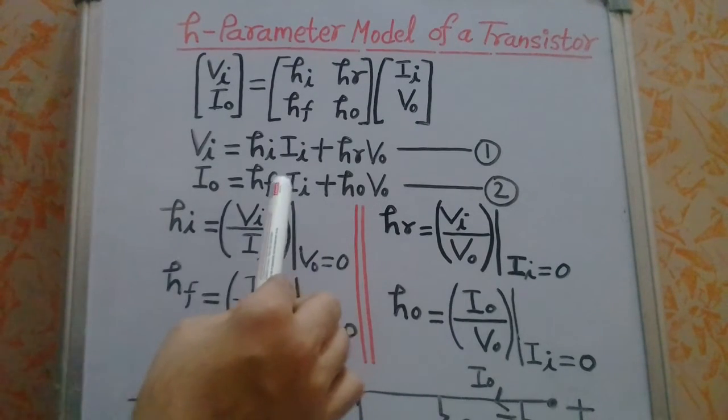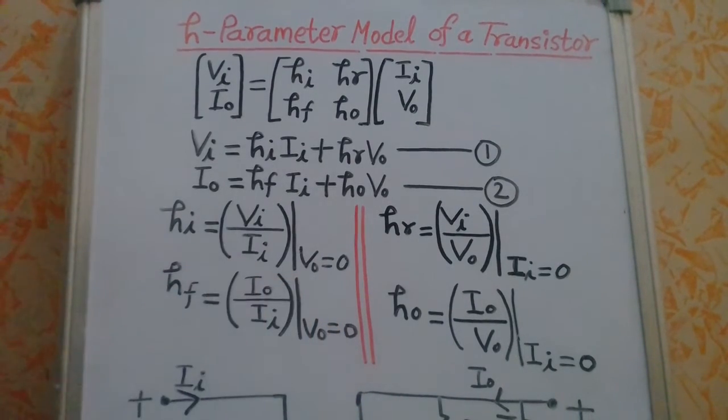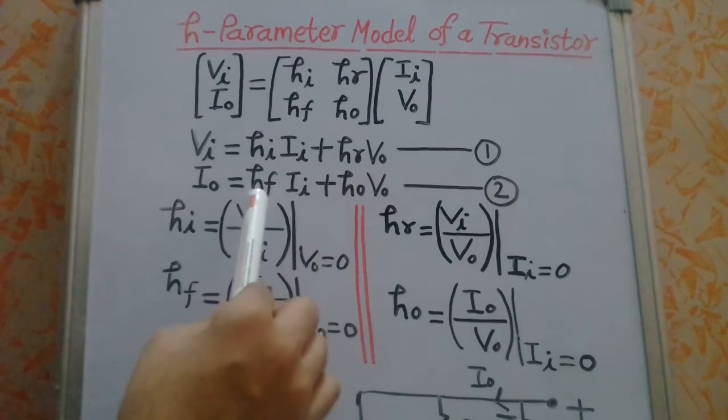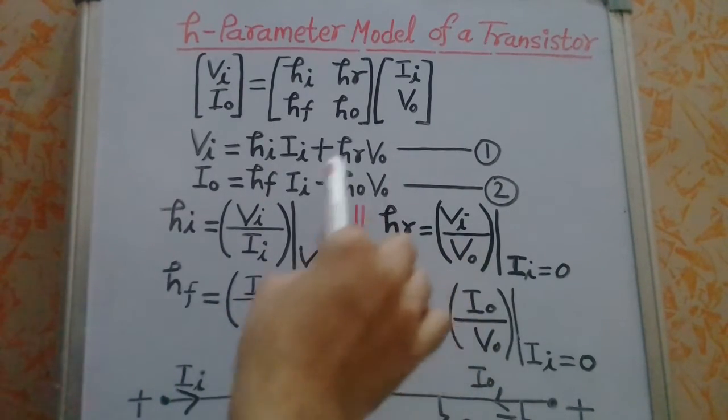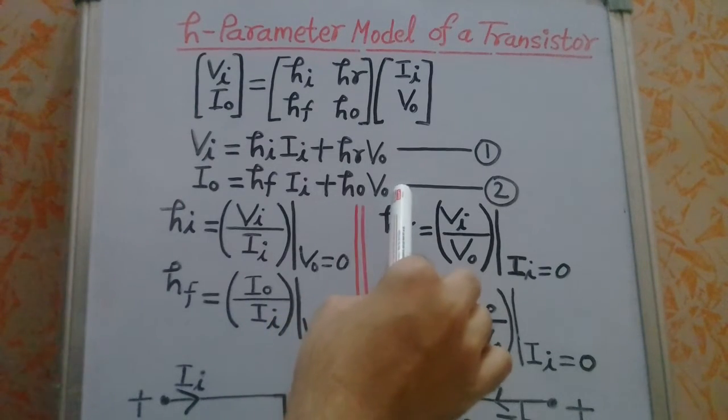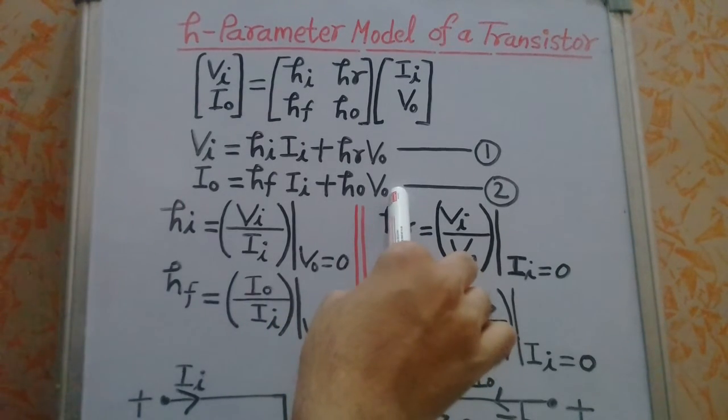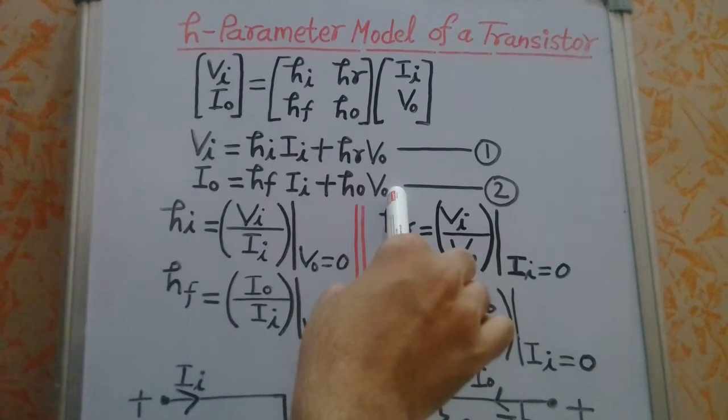Now similarly, if you want to calculate this parameter hf, first of all you have to make this second term equal to 0, and for that you will have to make the output voltage Vo equal to 0.